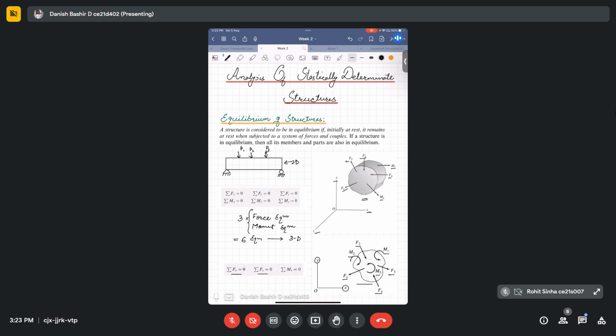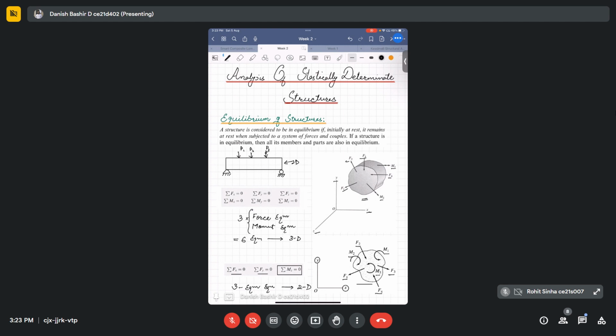These Fx and Fy forces create moments only about one perpendicular direction, Mz, which is perpendicular to this plane. That's why there is only one moment equilibrium equation, that is Mz. So there will be only three equilibrium equations in a 2D problem. You have to remember it throughout this course because it's very important.